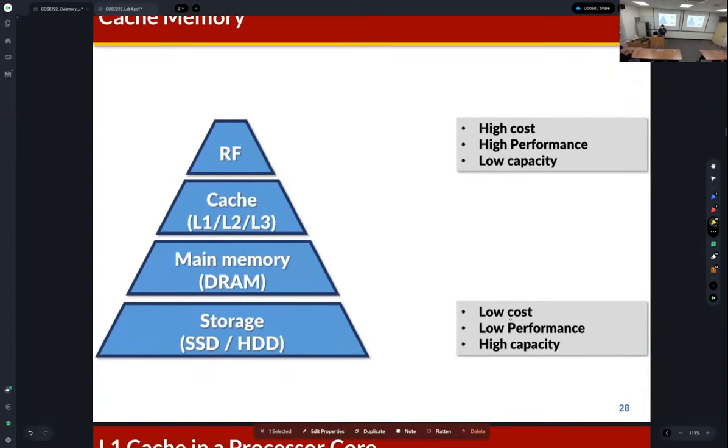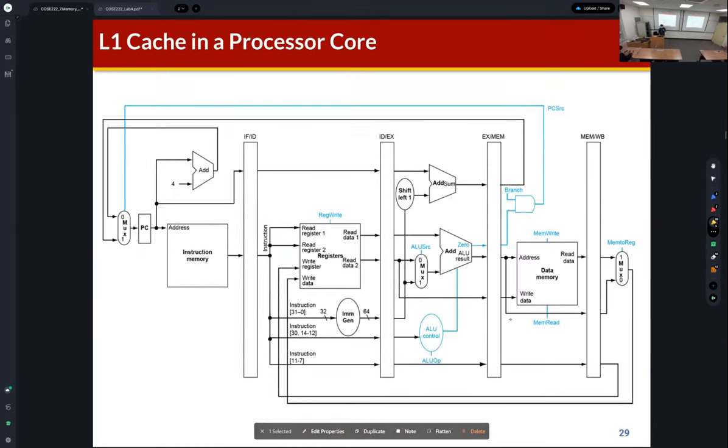So this is the memory hierarchy again. You can find the cache here. And in the processor, of course, this is the five-stage pipeline process that we learned in chapter 4. In the five-stage pipeline processor, there are instruction memory and data memory. We can fetch instructions from instruction memory, and then we can execute the load or store instructions, and these instructions access data memory.